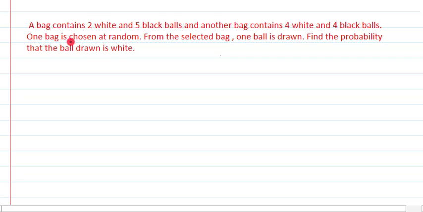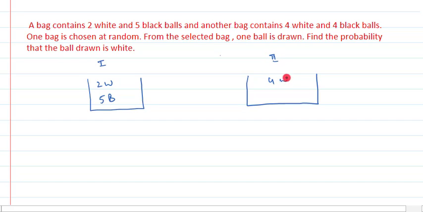Let me discuss this example. A bag contains 2 white and 5 black balls, and another bag contains 4 white and 4 black balls. First of all, let me draw the bags. There it is, the first bag, and there it is, the second bag. The first bag contains 2 white and 5 black balls. This is the first bag. And the second bag contains 4 white and 4 black balls.